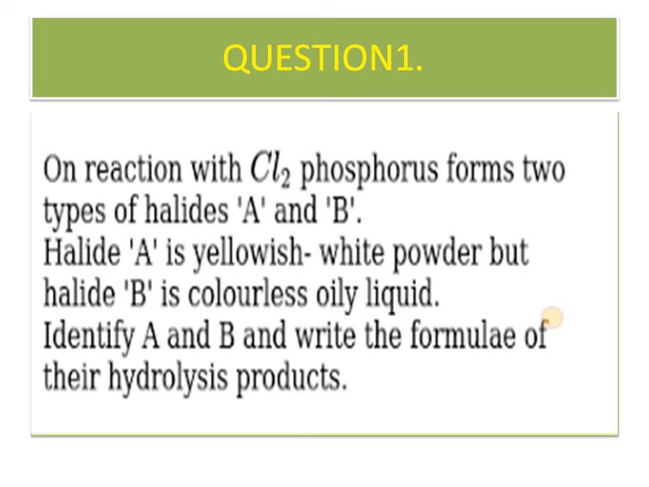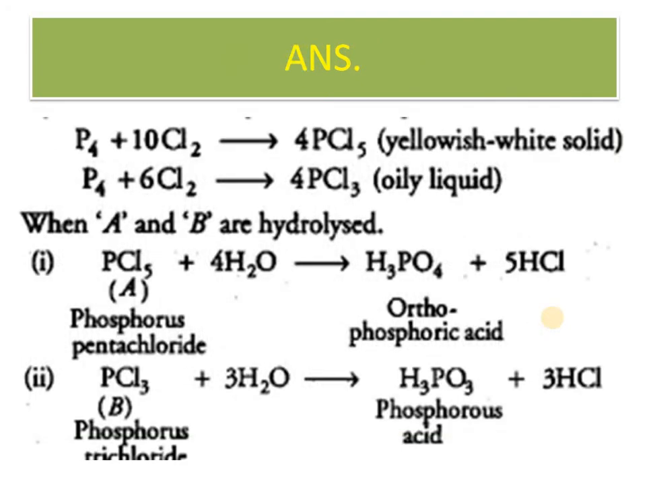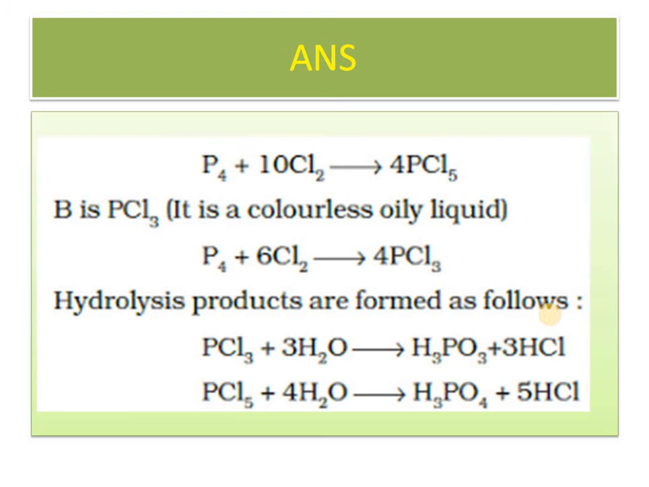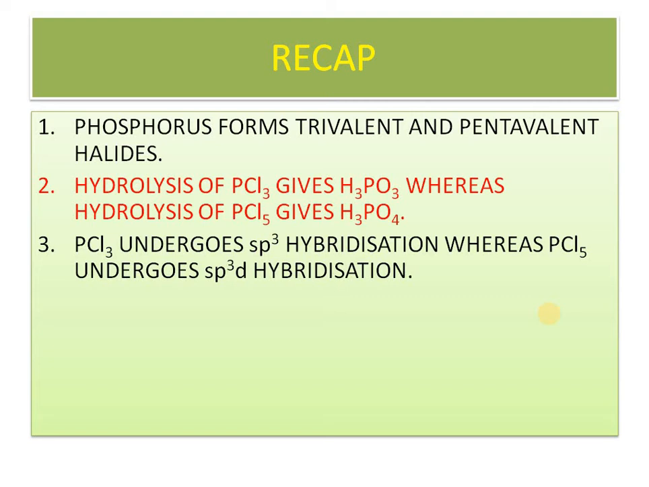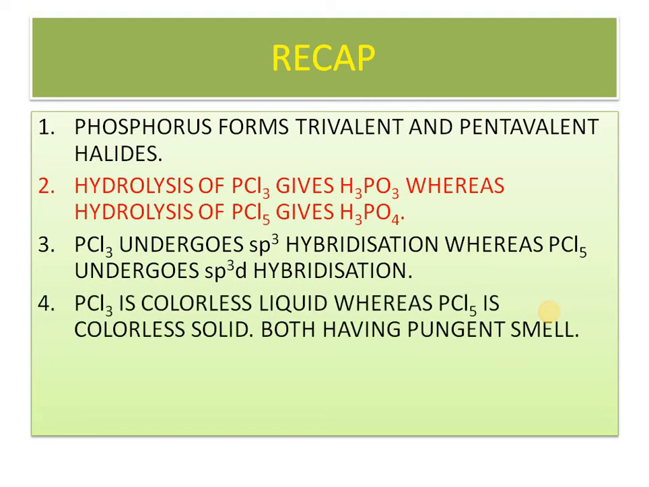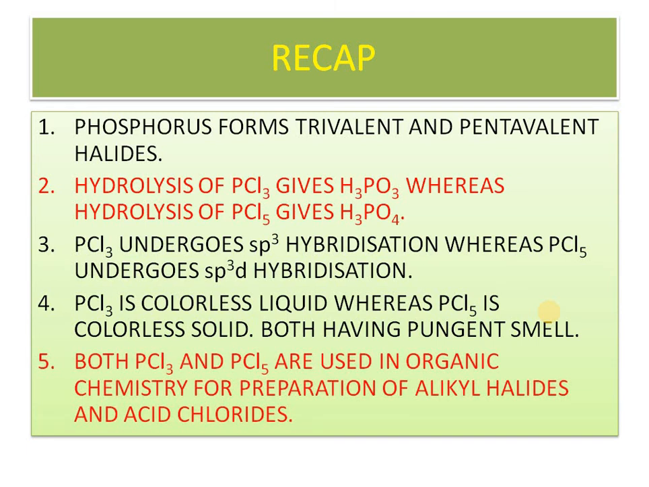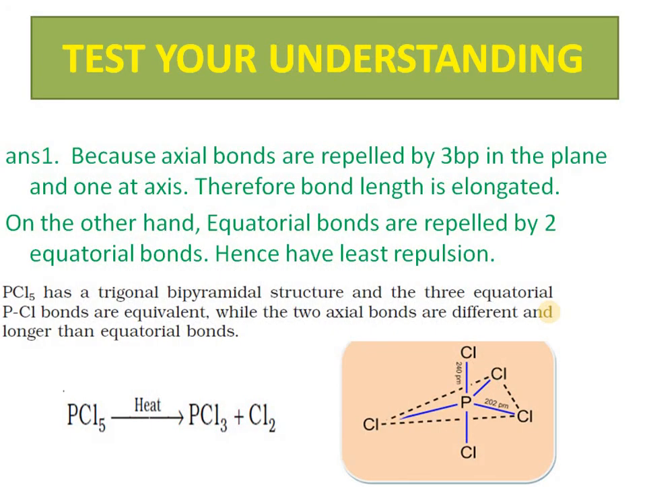Hopefully you have solved in the right manner. So this is the answer. PCl5 gives H3PO4 and PCl3 gives rise to H3PO3. Okay. Yellow is PCl5, oily liquid is PCl3. So next is the same thing here, the reactions, and let us have a summarization of what we have done. Phosphorus forms 2 trivalent halides and pentavalent halides. Hydrolysis: PCl3 gives H3PO3 and PCl5 gives H3PO4. In PCl3 phosphorus is sp3 hybridized; in PCl5 phosphorus is sp3d hybridized. PCl3 is a colorless liquid while PCl5 is a solid. Both have a pungent smell. Both PCl3 and PCl5 are used in organic chemistry for preparation of alkyl halides as well as acid halides.